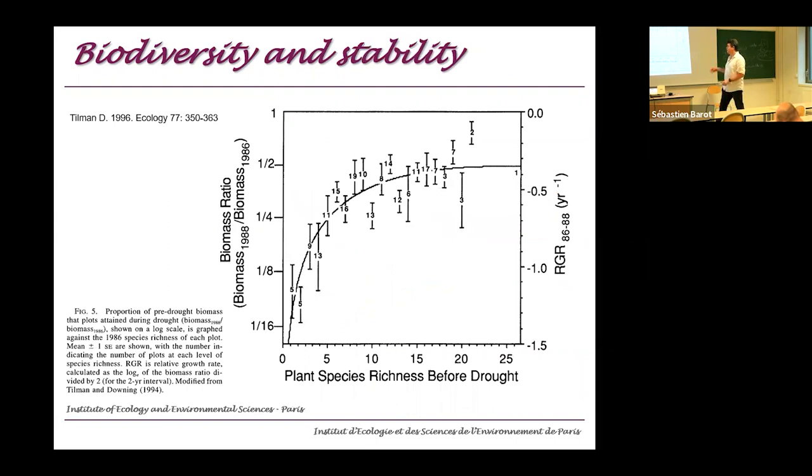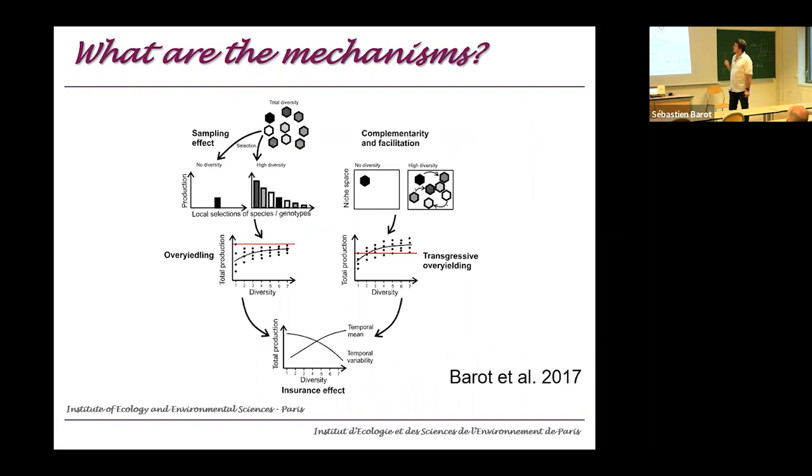Okay, here's the same type of number. You're increasing the number of species. But here you have the ratio of biomass production after a drought and before a drought. And what it means is that when you increase the number of plant species, this is increasing the resilience of the ecosystems towards the drought. So basically, biodiversity allows the ecosystems to face a disturbance.